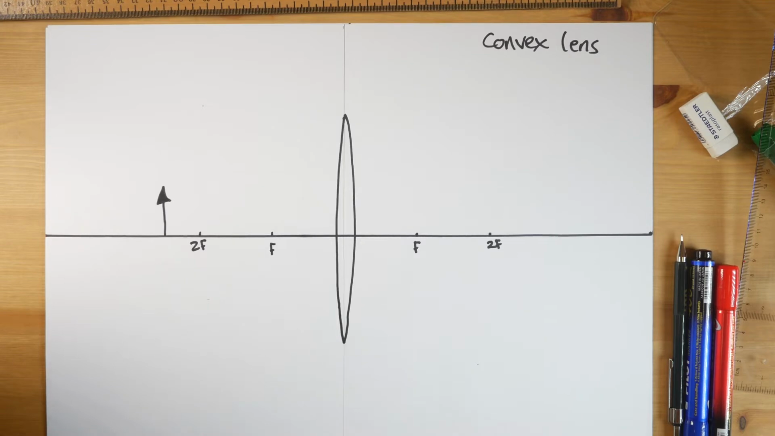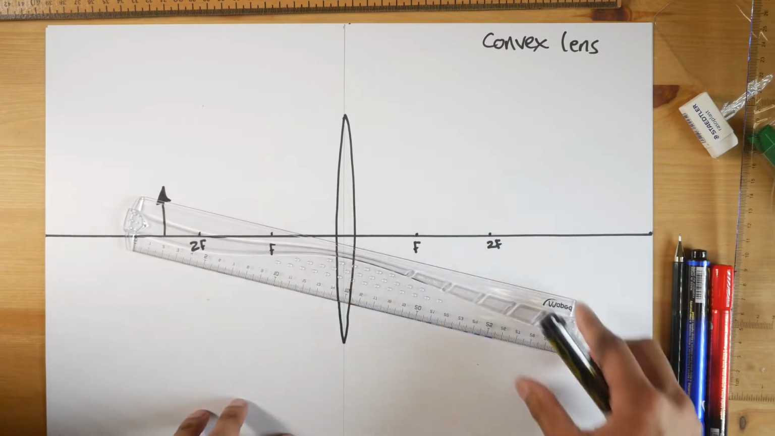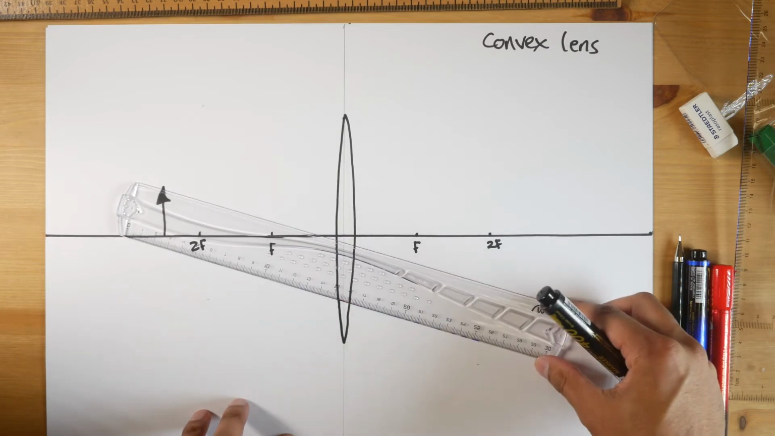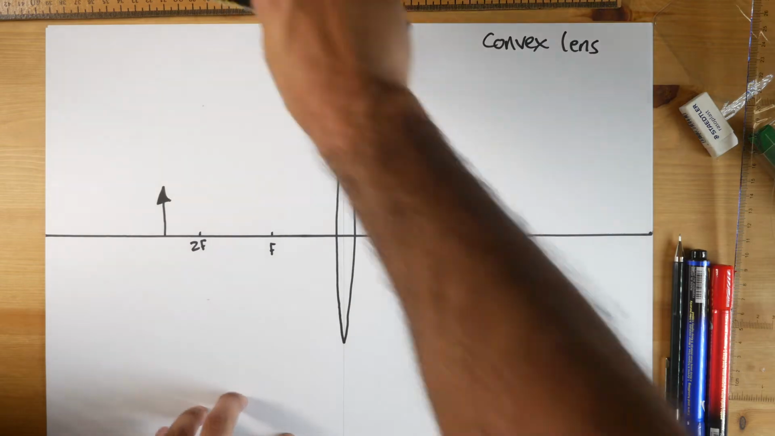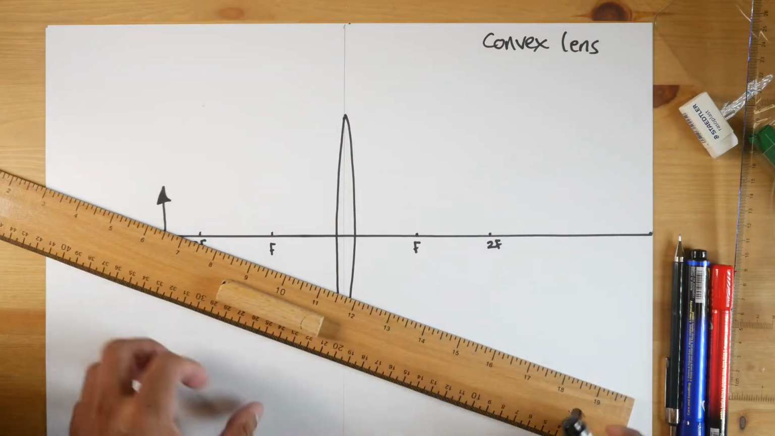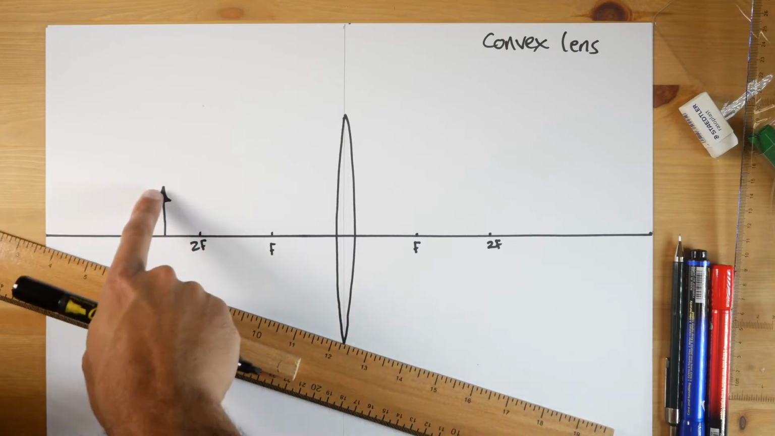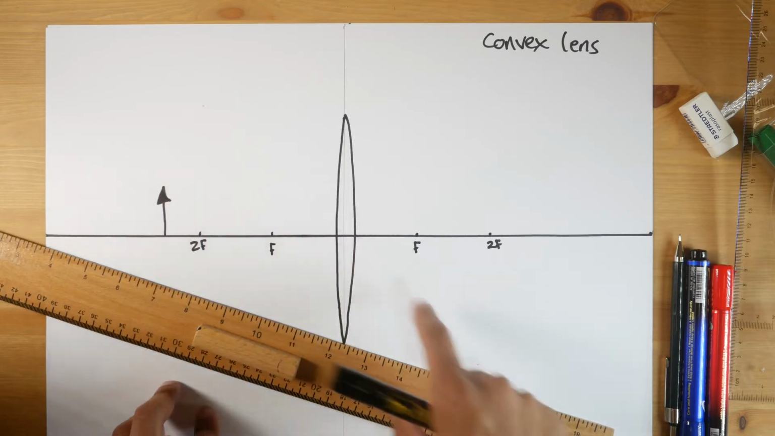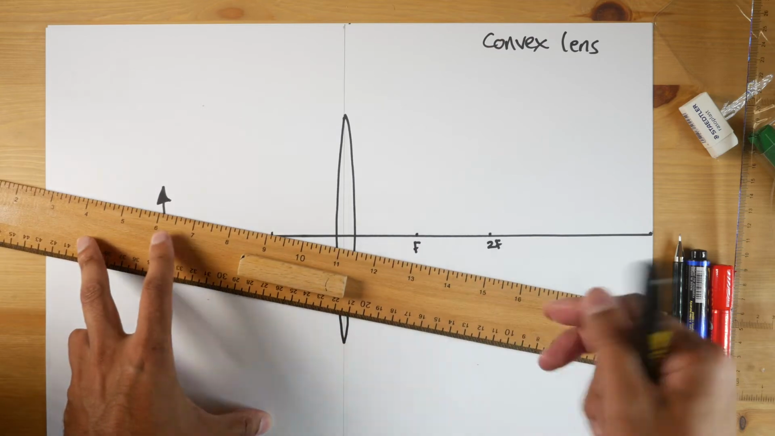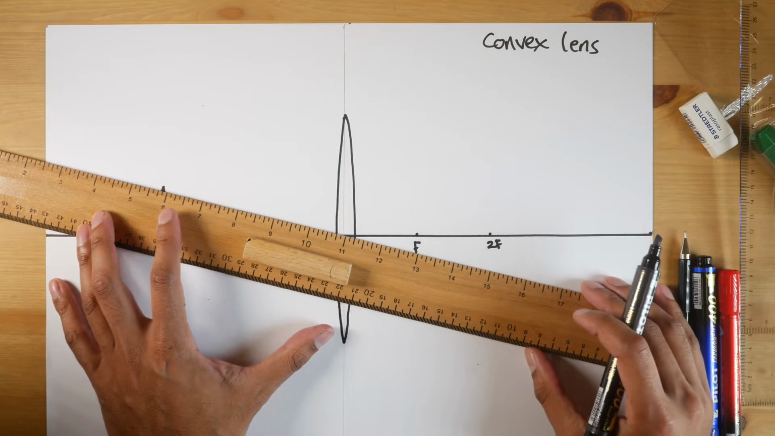And the first thing that we can do is we need a big ruler. I'm going to use this wooden ruler. It's a little bit longer. And I want to take a beam of light right from the top of this arrow through the center. And what happens is it goes straight through with no refraction at all.